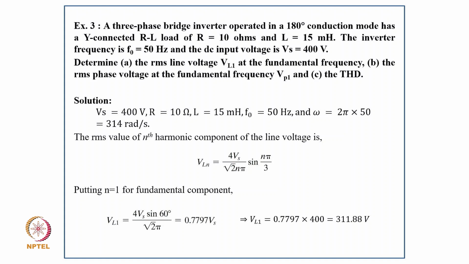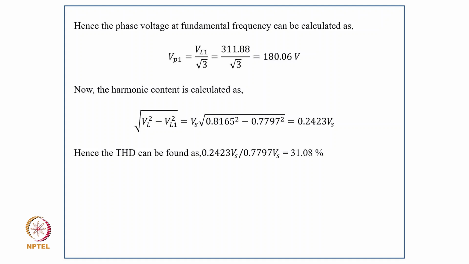The RMS value of the nth harmonic component of line voltage is VLn equal to 4 Vs upon √2 n pi sin n pi by 3, and putting n equal to 1 for the fundamental component, VL1 equal to 4 Vs sin 60 upon √2 pi, that is 0.7797 Vs, or VL1 equal to 311.88 volt. And hence the phase voltage at fundamental frequency can be calculated: Vp1 equal to VL1 upon √3, that's 311.88 divided by √3, 180.06. Now the harmonic content is calculated as square root of VL square minus VL1 square. Putting value, it comes 0.2423 Vs, and the THD can be found out from this, so it comes 31.08%.